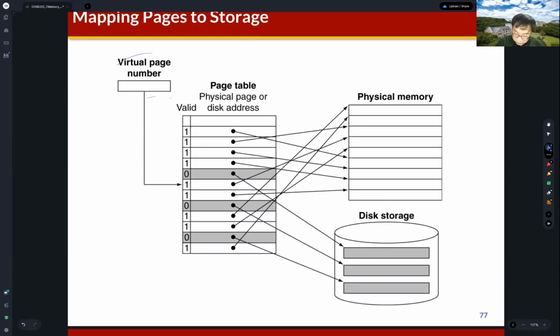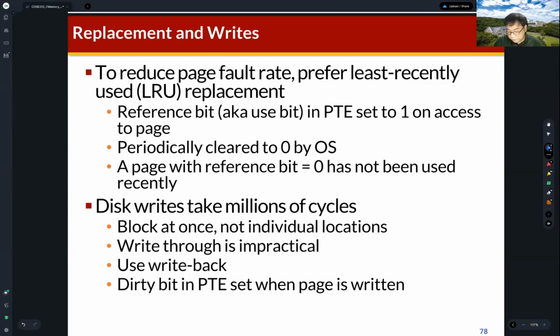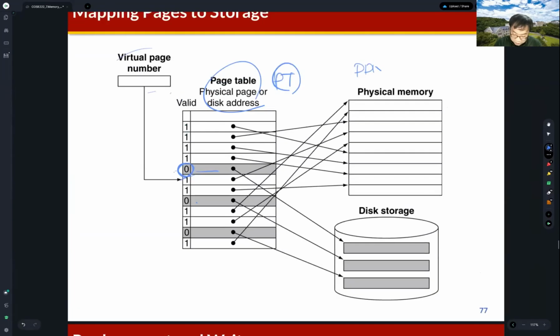So the virtual page number is translated into the physical page number by the page table. But we can also find invalid entries in a page table. Then, how can we manage these multiple pages in the page table?